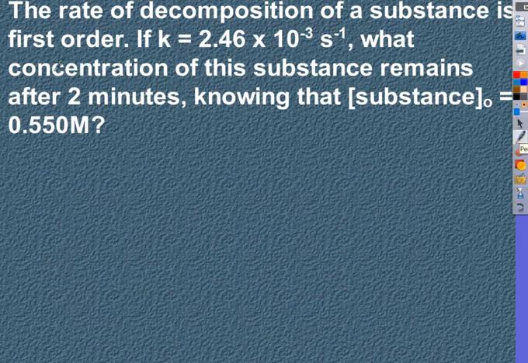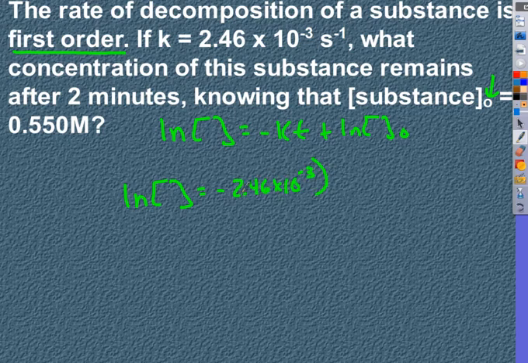So it was a first order reaction. They gave us the K and they gave us the initial amount. Remember that this little 0 means initial. And we're looking for the final concentration. My K was in seconds, and then this is in minutes. So that's 120 seconds.